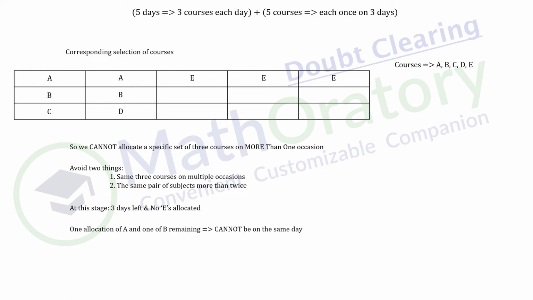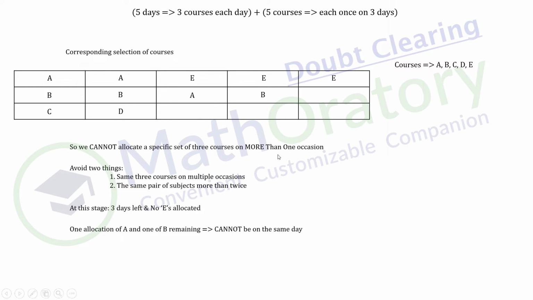Also, you should notice that there is one allocation of A and one allocation of B remaining. And to keep the point number two in check, this is the thing I asked you to avoid again. So point number two, the same pair of subjects should not occur more than twice. So I should not allocate the one allocation of A and one allocation of B on the same day. So it is pretty obvious that I have to allocate A and B on two different days, right?